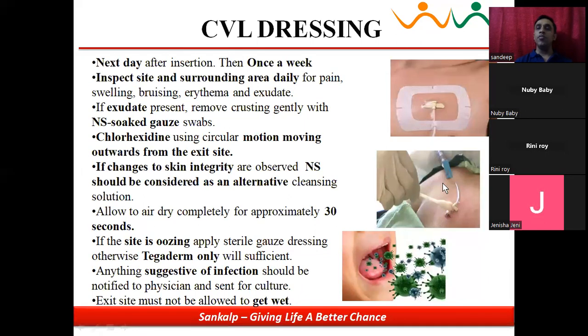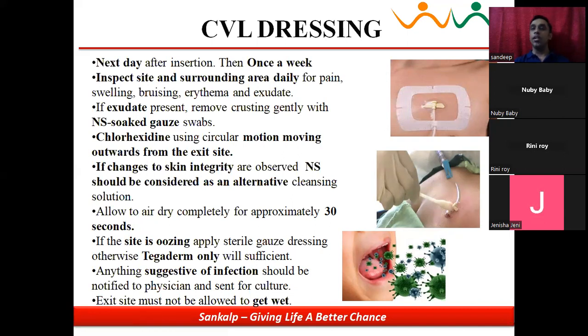Before doing the dressing, if you see any oozing or any pus in this area, before cleaning that area you have to take a swab, then do the dressing, inform the doctor, and the swab has to be sent for culture. Always make sure the exit site is not wet. If it is wet, the infection starts growing. So these are the basic important parameters of the central line dressing.